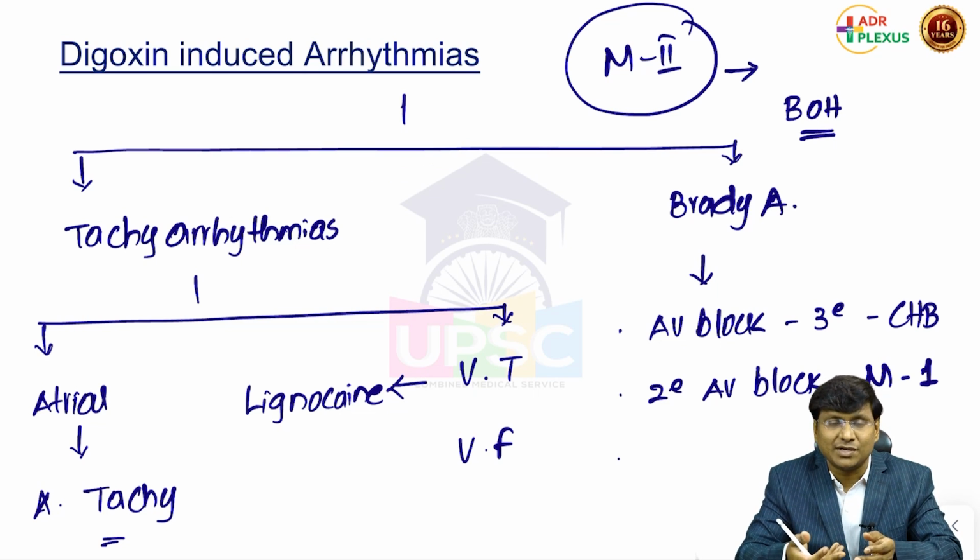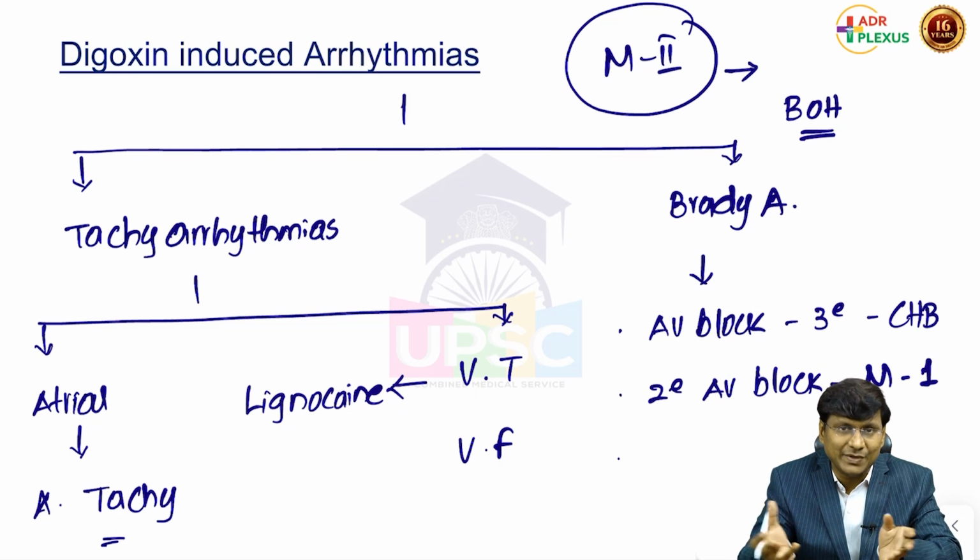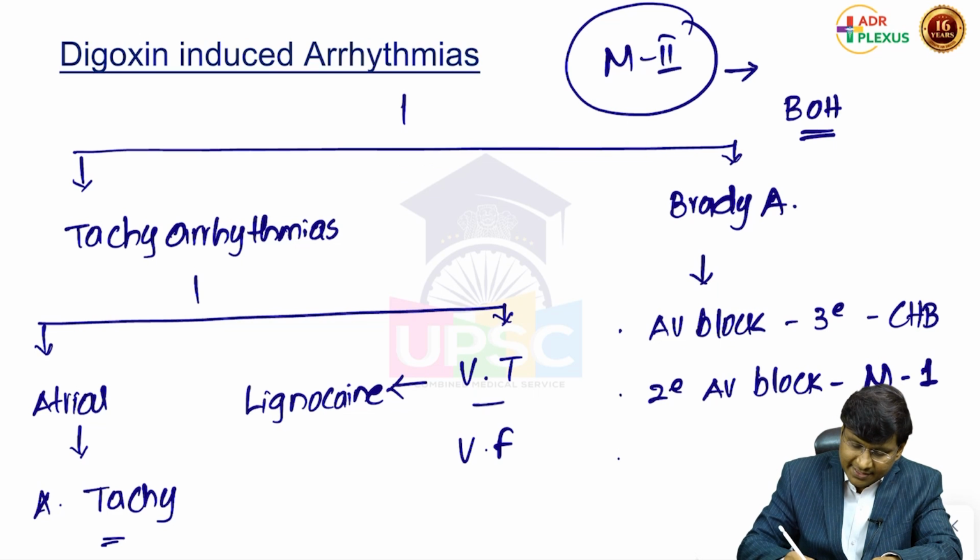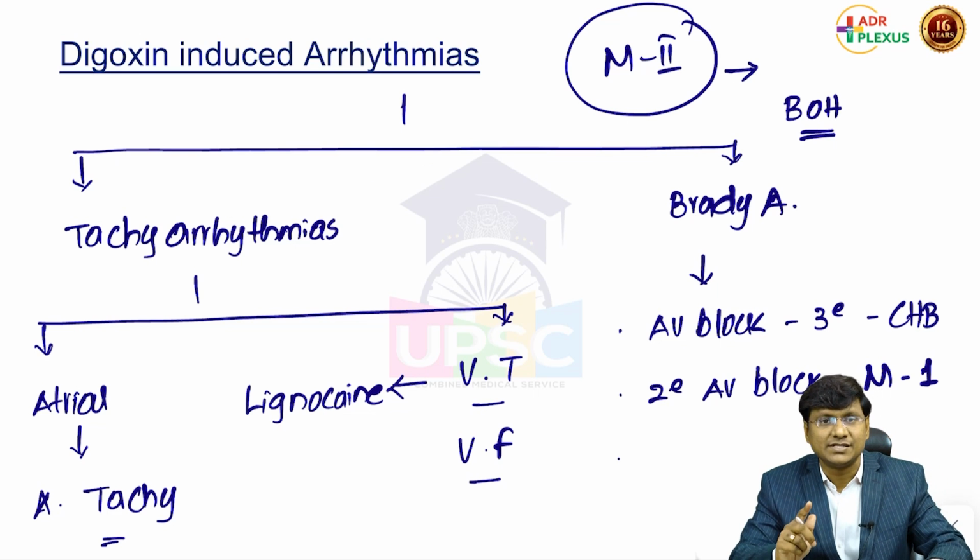And digoxin toxicity is associated with ventricular arrhythmias because it will increase the calcium levels within the sarcoplasmic reticulum. Thereby it will increase the contractility, causing ventricular tachycardia as well as ventricular fibrillation. Okay, so these are all examples of digoxin induced arrhythmias.